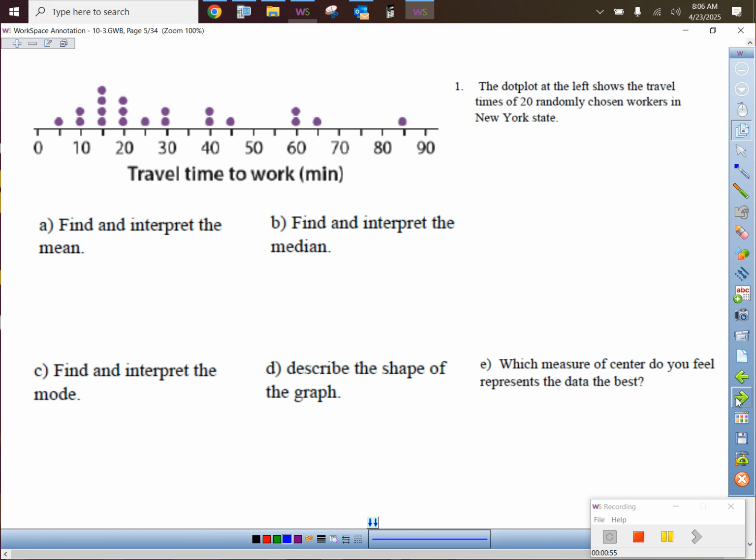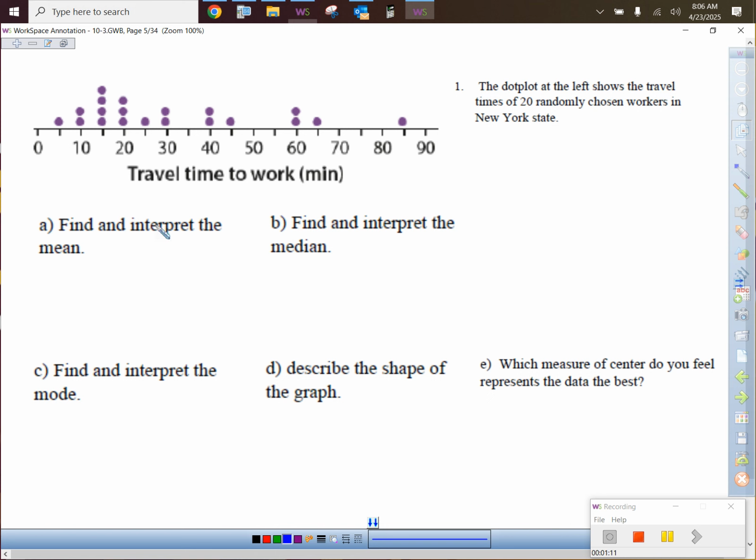So first, here it is. We've got a dot plot here, and it shows the travel times of 20 randomly chosen workers in New York State. To be clear, it's not New York City. It's the entire state of New York. Are you with me on that? So they just randomly chose 20 people. They said, how long does it take you to get to work? So this person right here, how long does it take for them to get to work? 5 minutes, right? And you can see the rest.